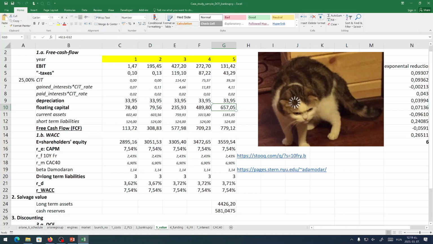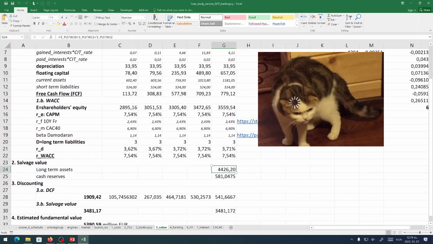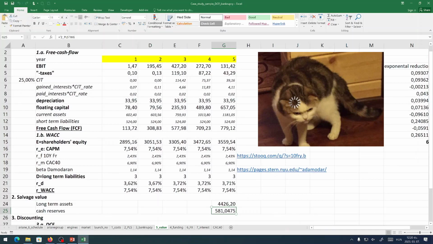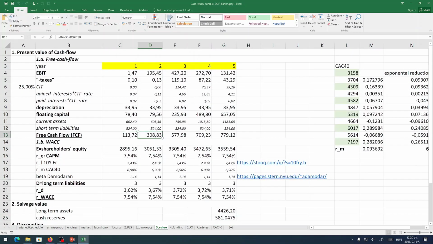So mostly what we can do here with all the long-term assets, in the salvage value, we can assume that we can sell the long-term assets after 5 years, and also the cash reserves, and then we can see that, okay, this is what we can realize here. But otherwise, intangibles, it's really hard to put them into the equation. Okay, but we have these free cash flows for each year, but still we have to estimate their present value. So we need a discount rate.